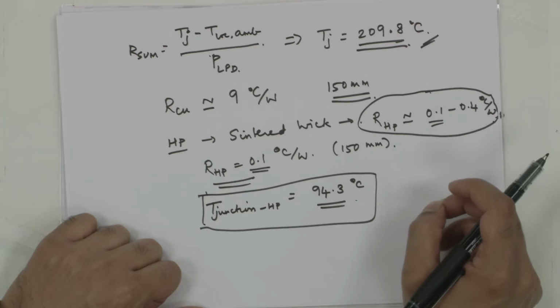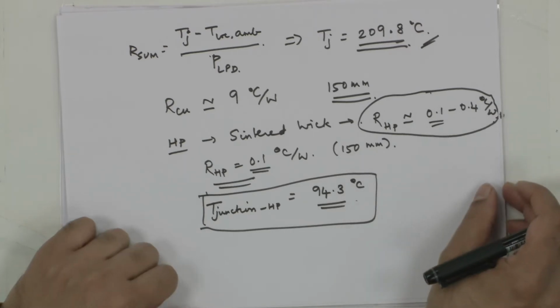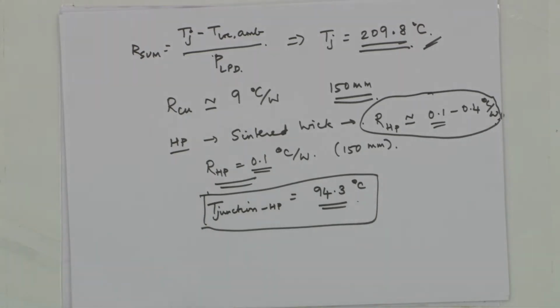So with this, we will conclude that heat pipes are quite effective in carrying heat from location A to B, and also with this solved example, we will conclude this module. We will conclude the discussion, not the module, but the discussion on thermal design of electronic equipment with reference to convective heat transfer.